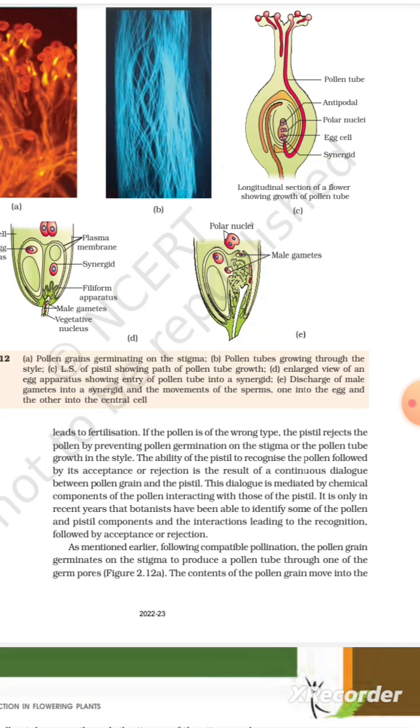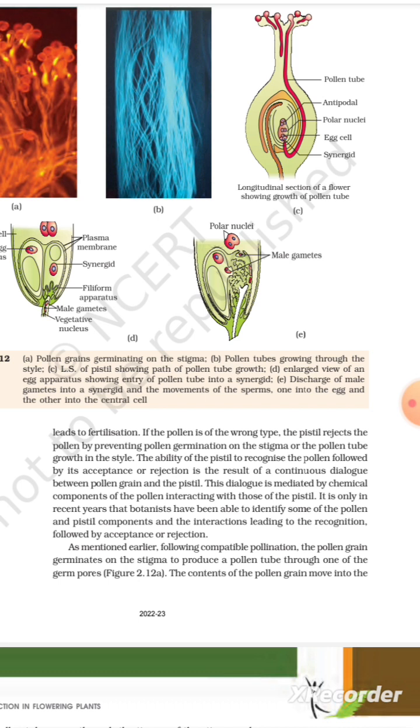The ability of the pistil to recognize the pollen, followed by its acceptance or rejection, is the result of the continuous dialogue between pollen grain and the pistil. The dialogue is mediated by chemical components of the pollen interacting with those of the pistil. It is only in recent years that botanists have been able to identify some of the pollen and pistil components and the interactions leading to the recognition followed by acceptance or rejection.